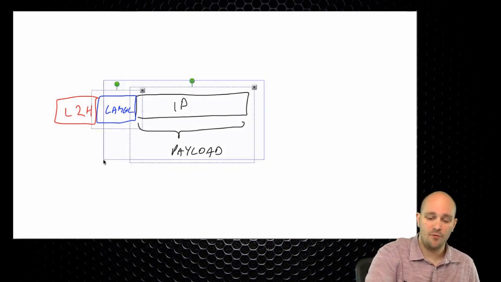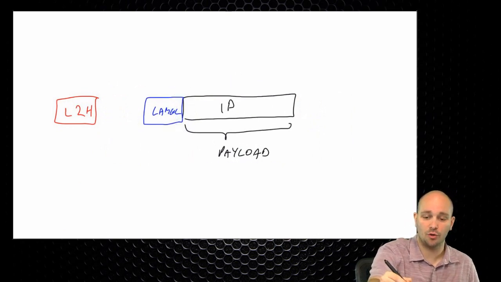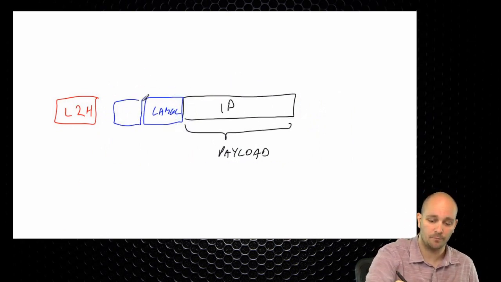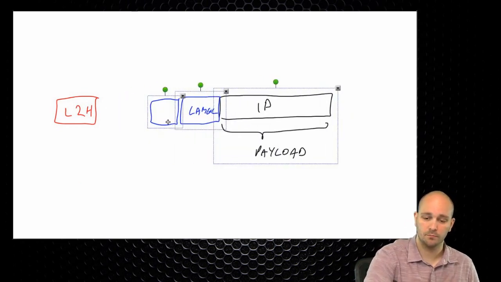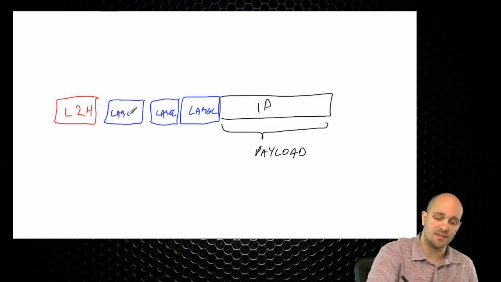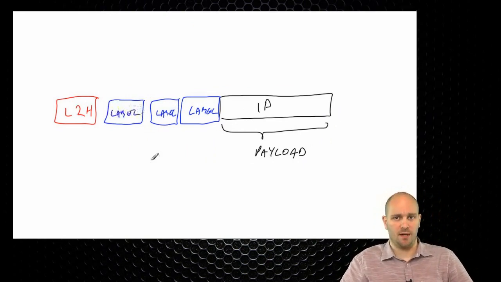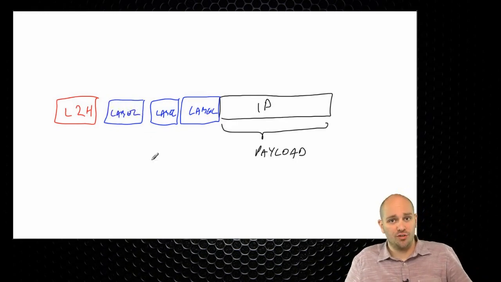Now, if you want to use multiple labels, basically what's going to happen is that you are going to have another label here and another label here, and as many labels as you actually want to have. The point here is that you are, in most cases, going to see just 2 labels for most MPLS applications, but there are scenarios when you're going to have 3 or 4 labels on the stack.